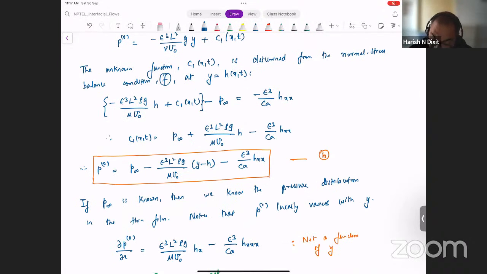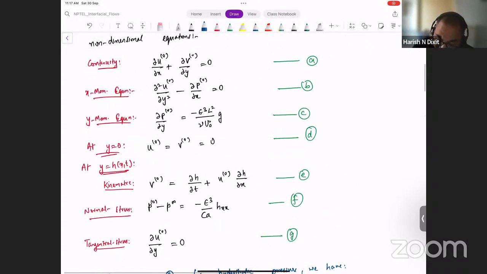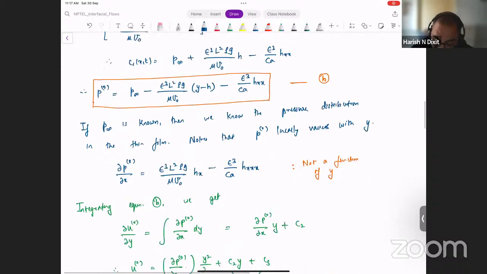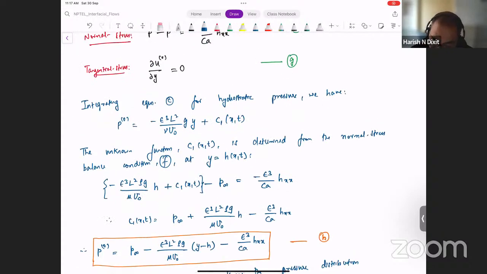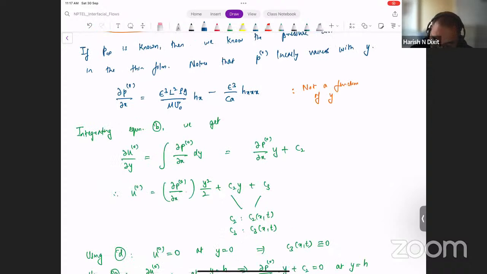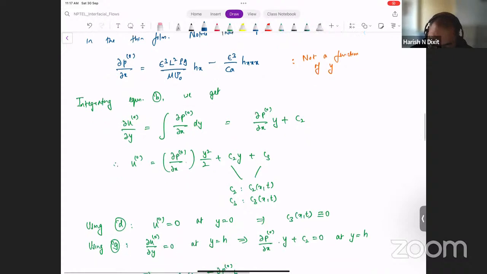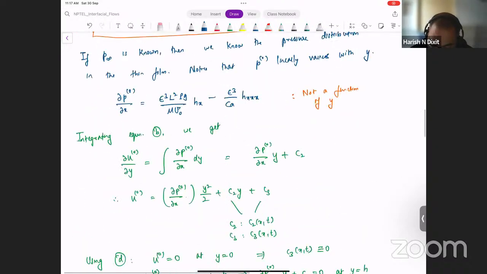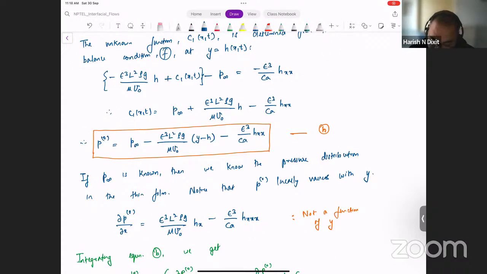Okay. So now that I have equation H, why do we need equation H? Equation H essentially can be substituted back into equation B, or rather into the velocity profile. So the velocity profile involves del P over del X, epsilon cube L square rho G1 mu naught Hx. Del P over del X also looks okay to me.